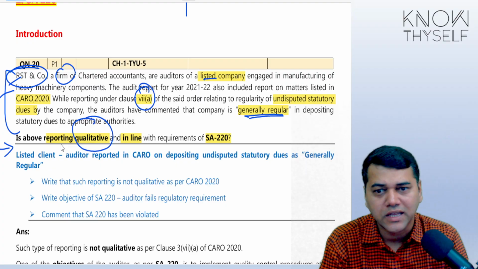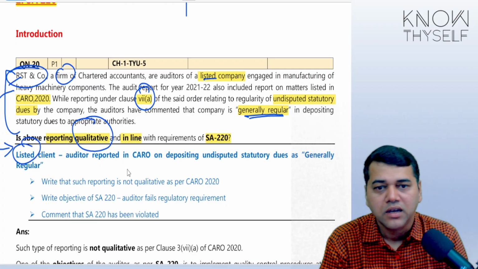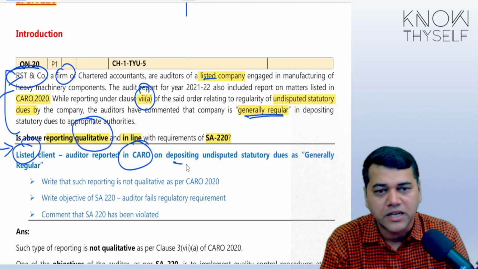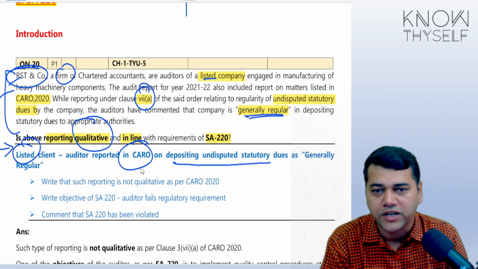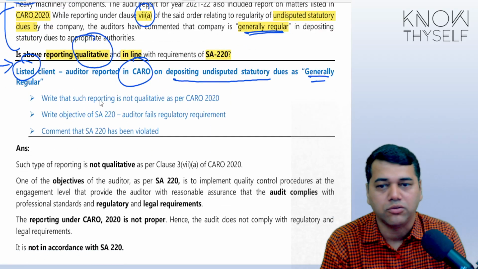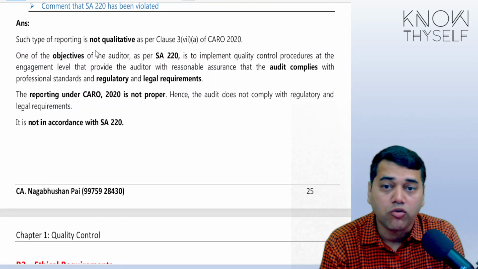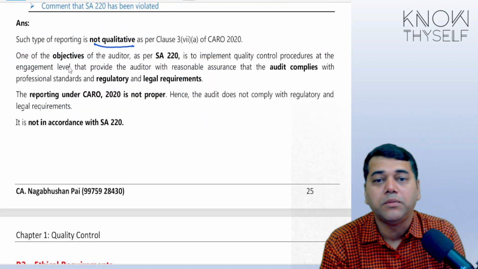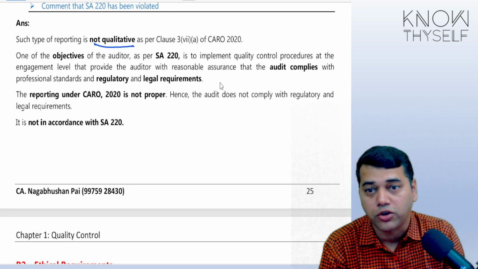See, the issue is like this. There is one listed company. Under CARO, the auditor has to report on depositing of undisputed dues. But he did it qualitatively. What is the answer? No. The answer is it is not proper qualitatively. Why? Because you have to tell the amount also.